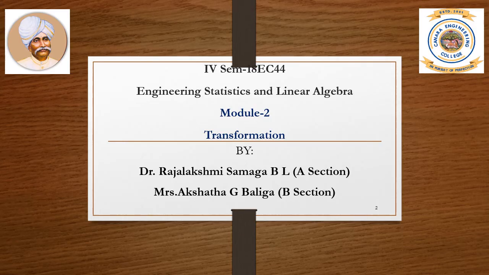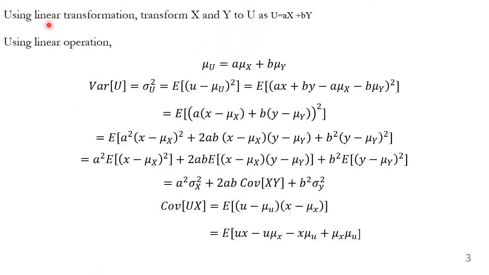Everyone, in this video, let us study transformation in the case of bivariate random variables. By using the linear transformation principle, let us transform the two random variables X and Y into a new random variable U using the relationship U = aX + bY.